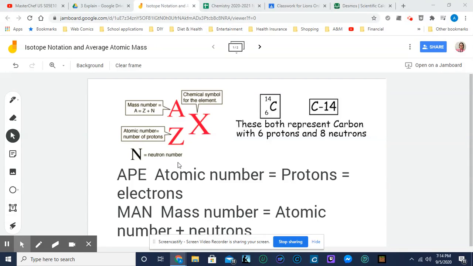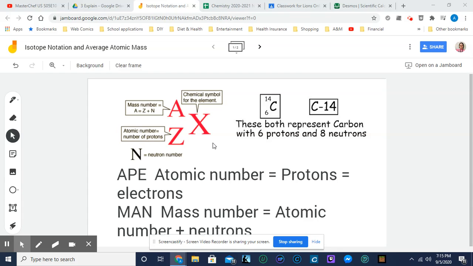Alright guys, so we're going to talk a little bit today about isotope notation and calculating average atomic mass. So the first thing is we need to remember or relearn how isotope notation works and what isotopes are. So isotopes are atoms of the same element that have a different mass number because they have a different number of neutrons in their nucleus.